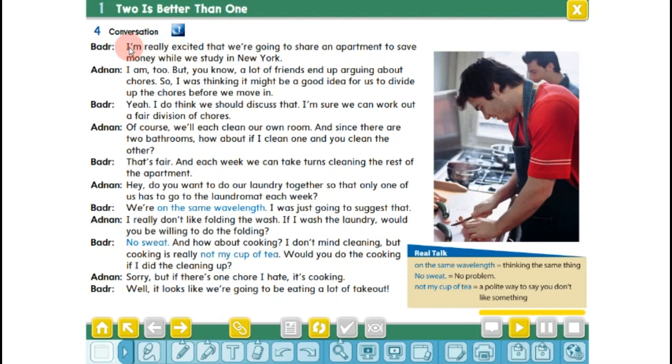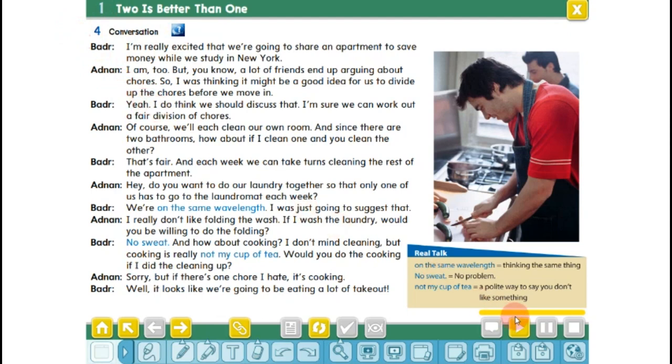I am Mr. Muhammad Mustafa, and today we'll continue our lessons on Mega Goal 5, Unit 1, Lesson 3, Two is better than one. Now we will start with the conversation between Badr and Adnan.